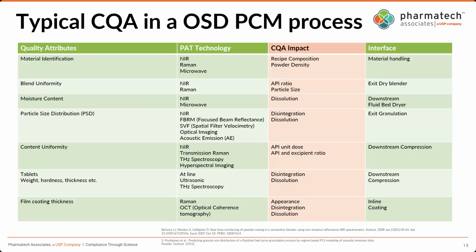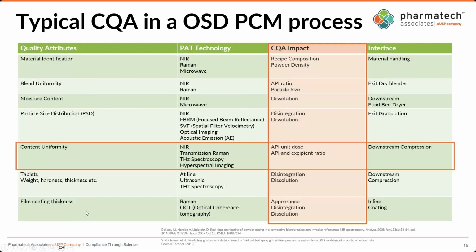So I've put together a table of typical applications we see today, and I want to highlight the critical quality attributes because they are basically necessary to match when it comes to real-time release testing, when it comes to the release of a product. We see that for each of these attributes, whether this is material identification, blend uniformity, moisture, these are really typical testing sections. And we wanted to highlight in this webinar content uniformity.